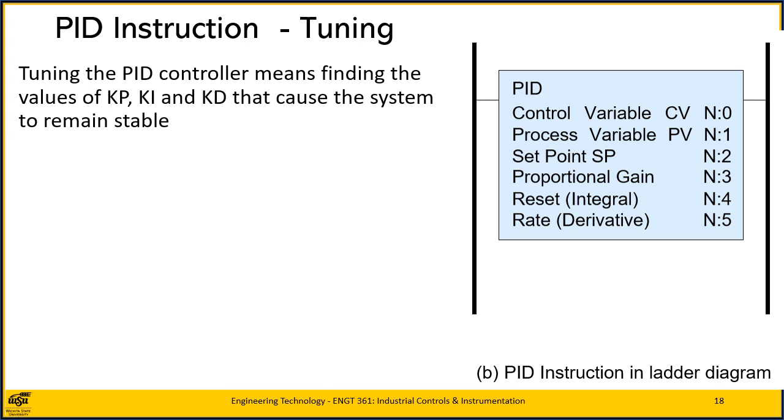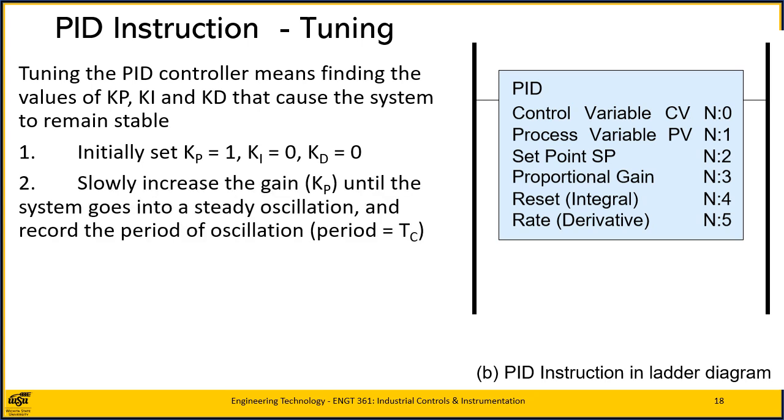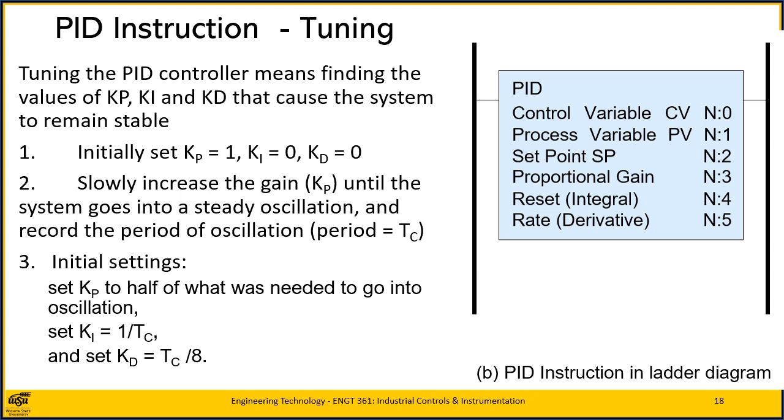First, initially set Kp to 1, Ki to 0, and Kd to 0. Slowly increase gain Kp until the system goes into steady oscillation, and record the period of oscillation, period Tc. Initial settings: set Kp to half what was needed to go into oscillation, set Ki as 1 over Tc, and set Kd to Tc over 8. These will give you your initial values to start with, and then you can tune to suit after that.